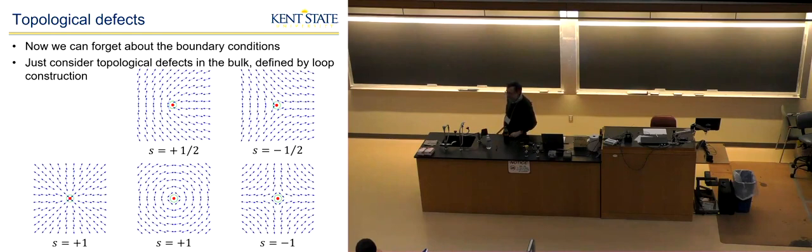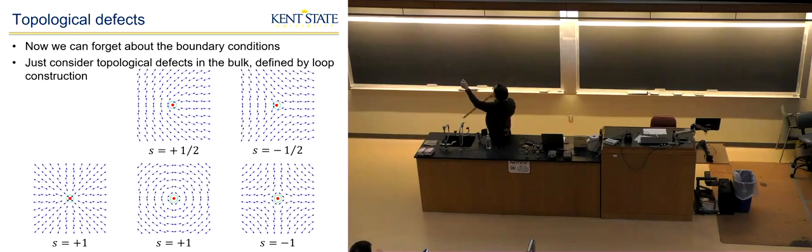Another question, please. So, say for the s equals plus 1, if you were to start out at the very bottom, right between those two arrows, which way would you go? If I start at the very bottom, the director is like this. Now I go around the loop to here. What determines which direction?